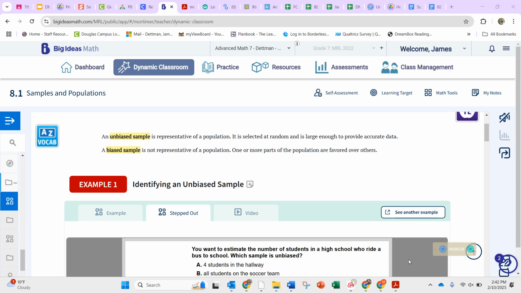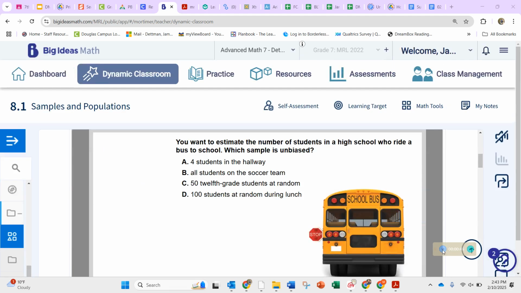And then a biased sample is not really a good representation of the population, and it has one or more parts that favor something. So we'll talk about that. But if you have those written down, make sure you pause the notes, write those down, because you're going to need that as we're going through the examples.